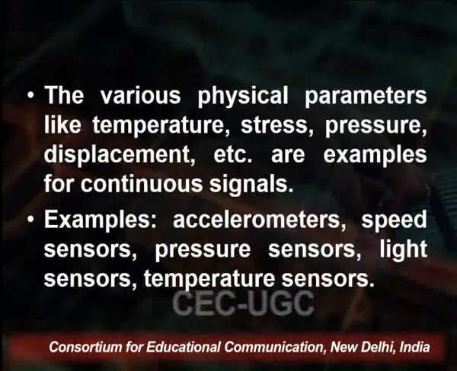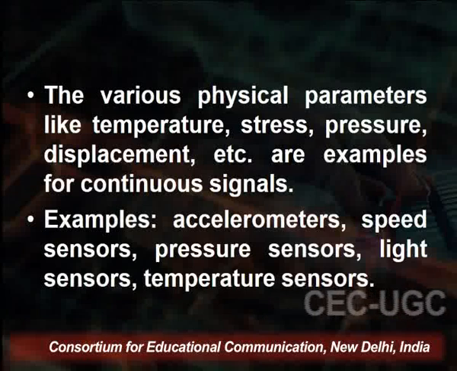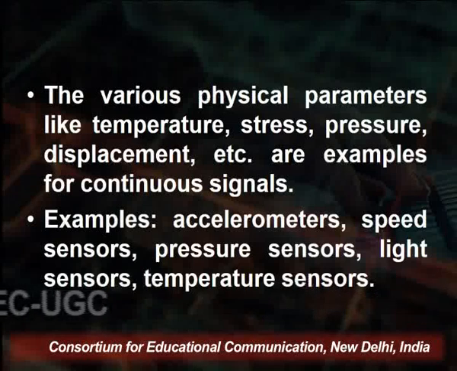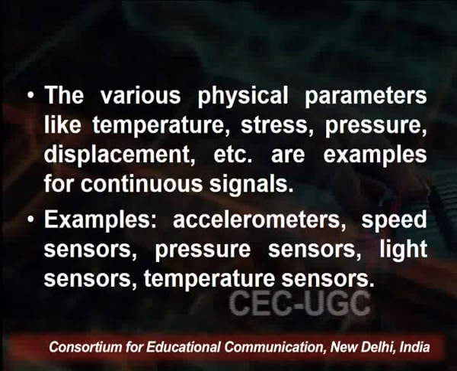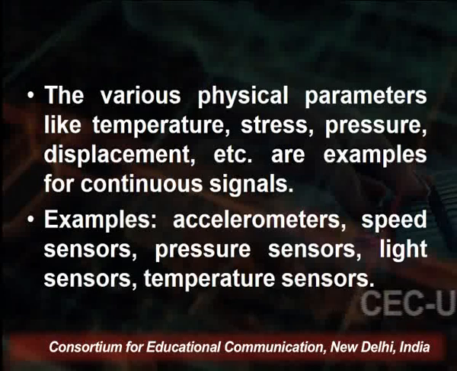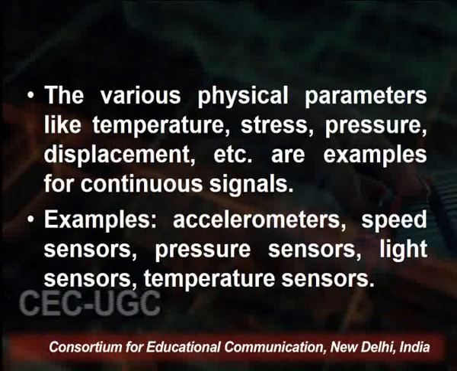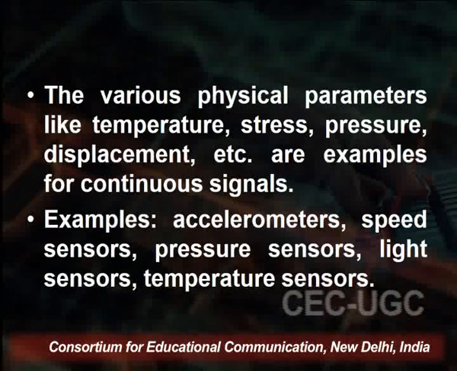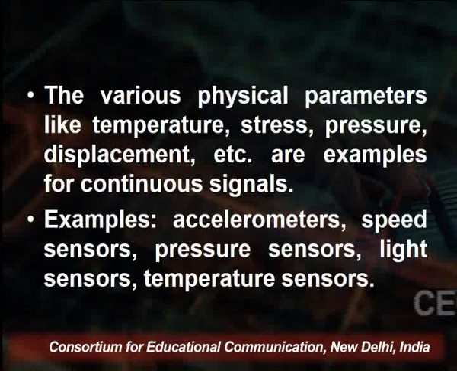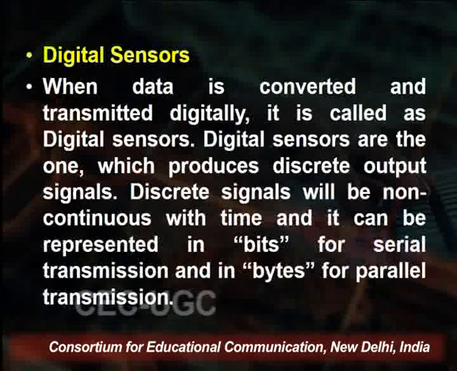Various physical parameters like temperature, stress, pressure and displacement are examples of continuous signals. The output for the input we will get in a continuous signal, that is in analog form. For example, the accelerometer, speed sensor, pressure sensors, light sensor and temperature sensors are analog sensors.